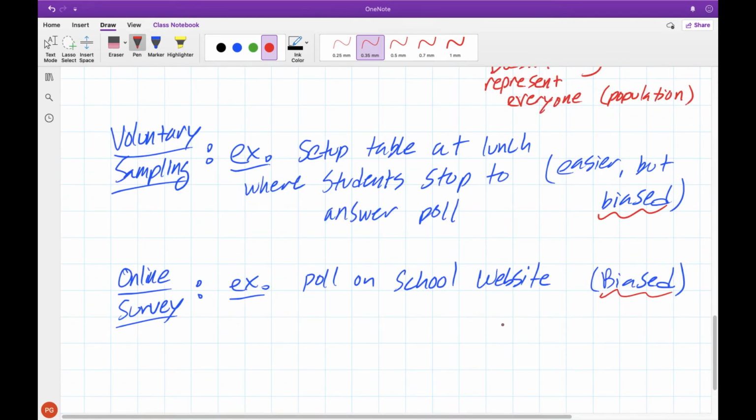Another option would be an online survey where you put a poll on the school website, but again, this is going to be biased. Only the people that go on the website and feel like filling out a poll are going to be included. And that might not really represent everyone at the school.